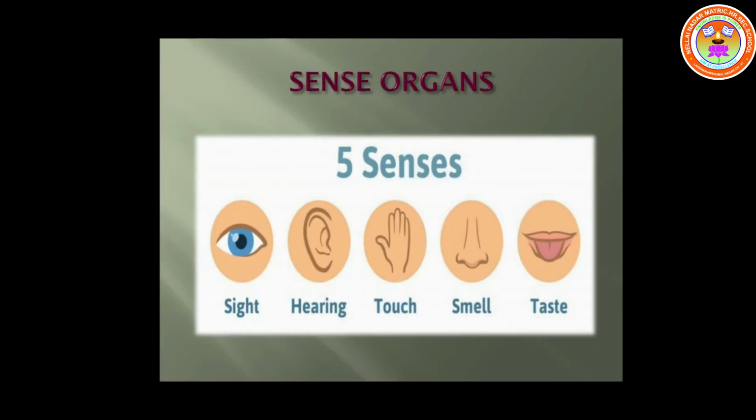Sense organs. Sense organs are like the windows to the outside world. There are 5 sense organs in our body, such as eyes, ears, nose, tongue and skin. They make us aware of our surroundings. We are able to see, hear, smell, taste and feel only through sense organs.